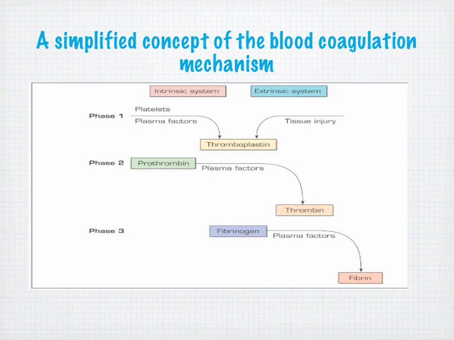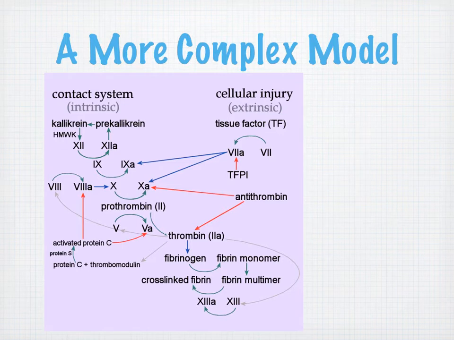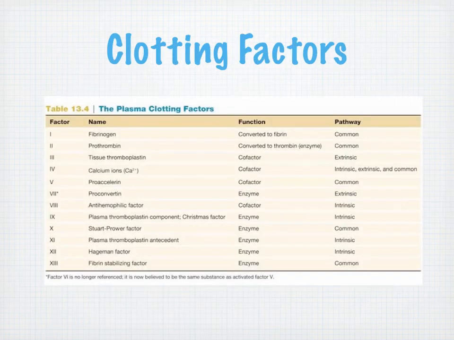So here's a slide that's a simplified concept of blood coagulation mechanism. Picture's worth 1,000 words. And then here's a much more complex model that I am completely disinterested in personally. And I encourage you to be interested at whatever level you find it to be relevant to your medical education. Again, basic understanding here. Clotting factors, the plasma clotting factors 1 through 13. And you can see what their function is and what pathway they belong to.